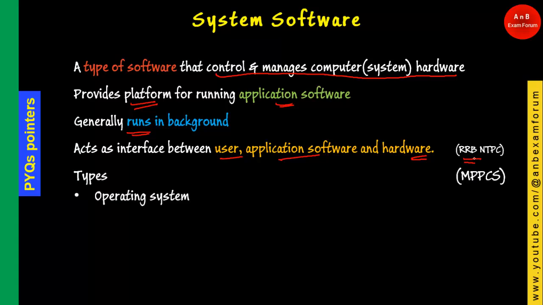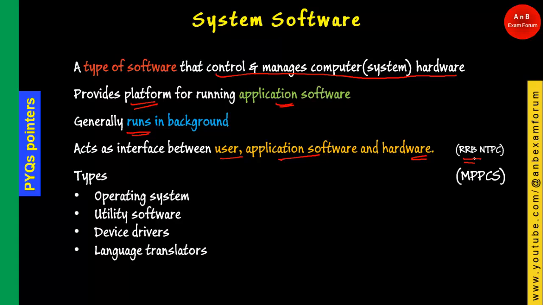And there are many types of system software. These are the common ones. Operating system is very important, which is normally asked in the exam. Language translator is another important system software which is very important from the exam point of view.